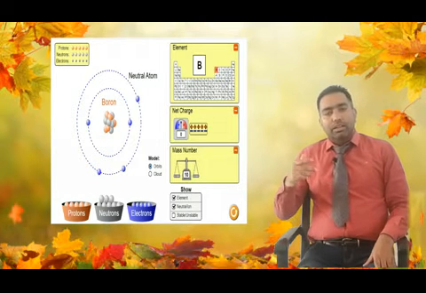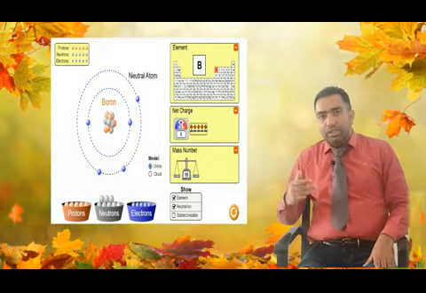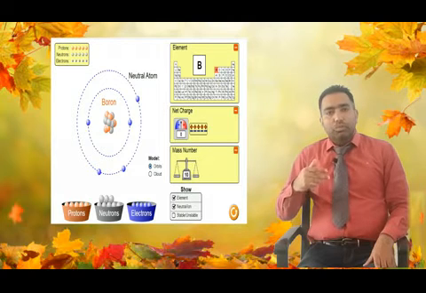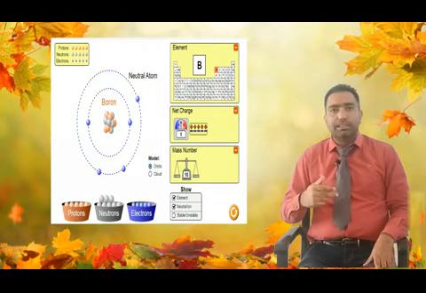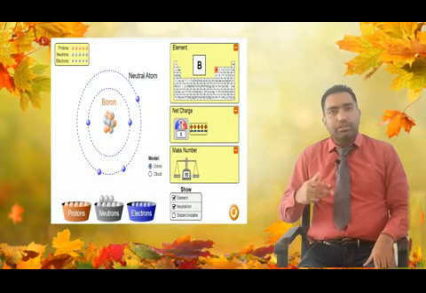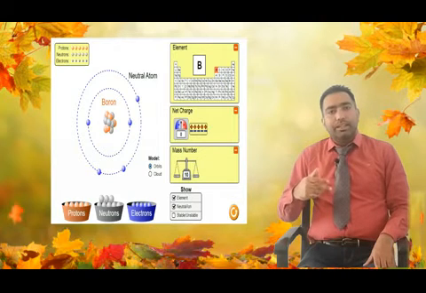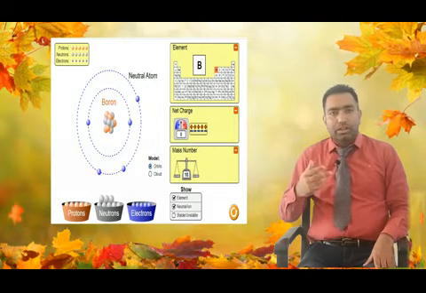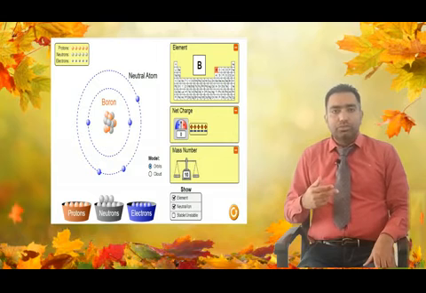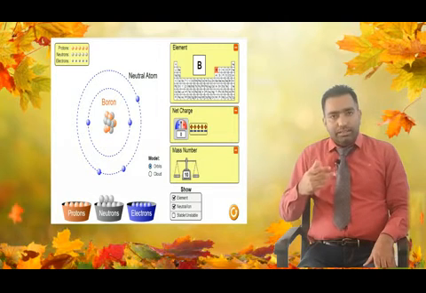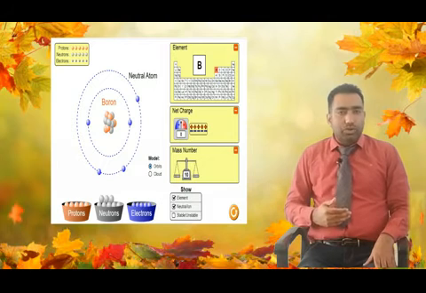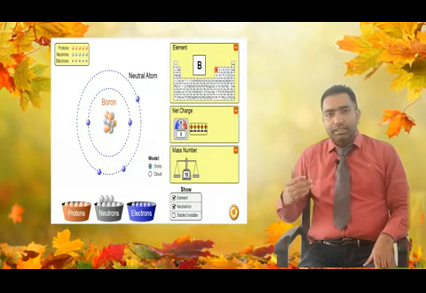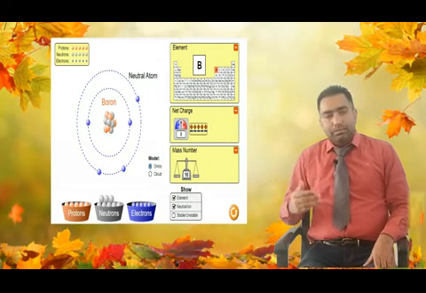And likewise this is the simulation by which we can see which orbit has the capacity of how many electrons: the first orbit 2 electrons, the next 8 electrons, and after that the third orbit accepts 16 electrons. So this is the way by which we can understand the concept of atom, ion, and stable atom and unstable atom.